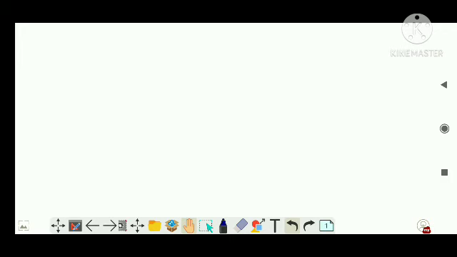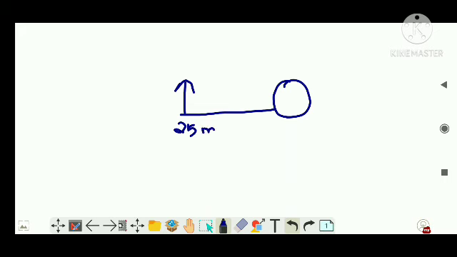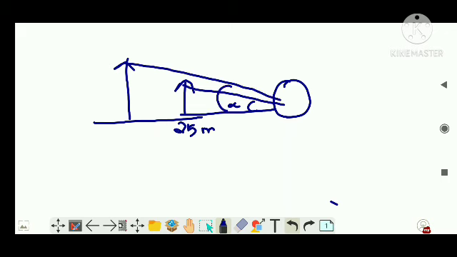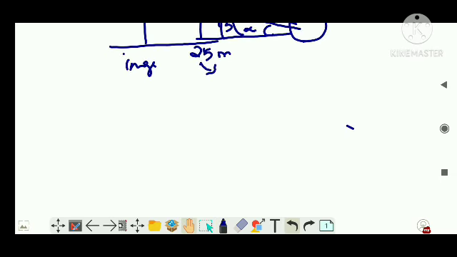I am going to redraw the figure again. This is our eye. This is the object kept, let's say, at 25 centimeters from your eye. Its subtended angle, let's say, is alpha. Now an image due to the microscope will be formed here. This will be subtending an angle, which is known as beta. This is the image formed by the microscope. This is our proper distance when you are using a naked eye. Clear? And the object is kept at 25 centimeters.